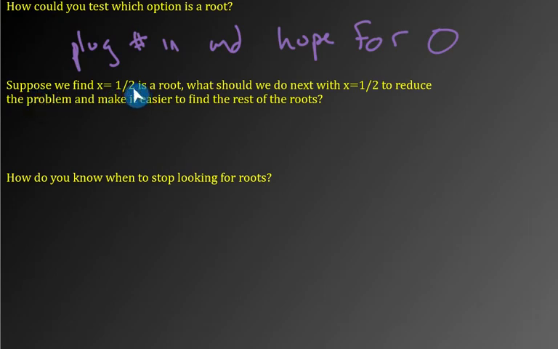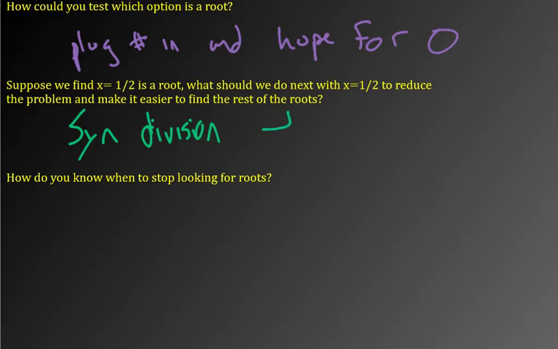So here I'm talking about 1/2. But say that we find that 1/2 is a root, then what could we do next to reduce the problem, using that, and make it easier to find the rest of them? And this is hopefully also kind of clear. We would do synthetic division. That's basically the main reason I teach you synthetic division. That's the idea with it, right?